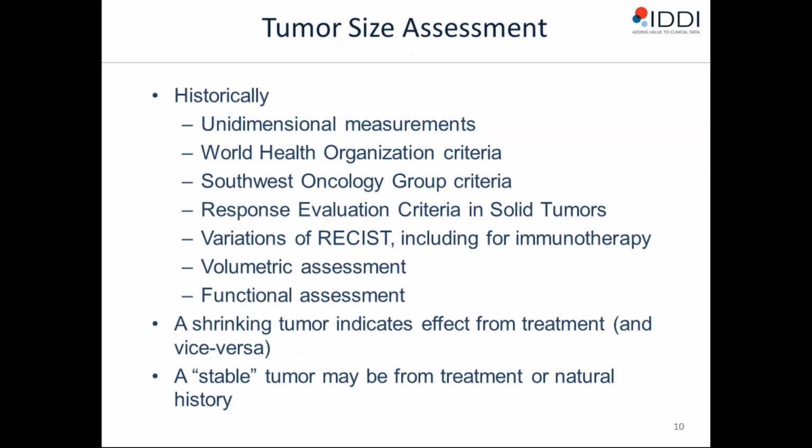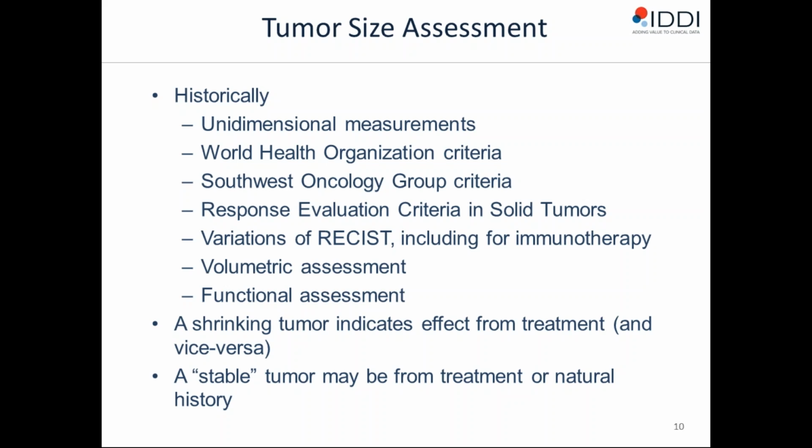At some point, the World Health Organization criteria were established in 1979, and so bidimensional measurements became standard. There were some differences in criteria that were proposed. For example, the Southwest Oncology Group criteria, which was less stringent for declaring progressions. And at some point, since 2001 at least, we've been using so-called RECIST criteria that are again based on unidimensional measurements, so they aim at simplifying response assessment.